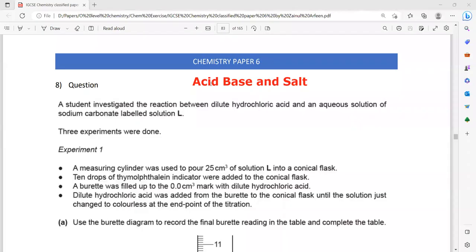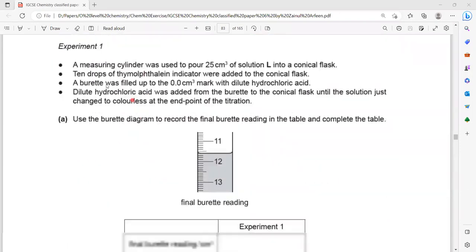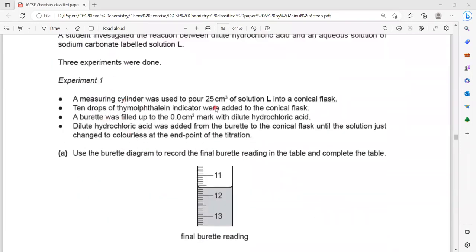So the topic is acid, base, and salt classified, paper 6, question 8. A student investigated the reaction between dilute hydrochloric acid and aqueous sodium carbonate, and labeled the solution as L. Three experiments were done. In the first experiment, a measuring cylinder was used to pour 25 cm cube of solution L into a conical flask.